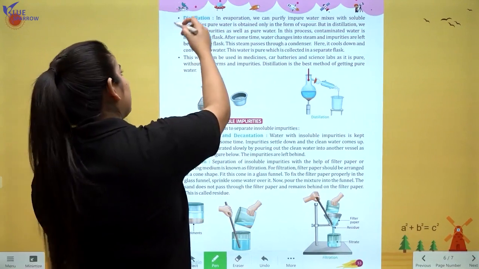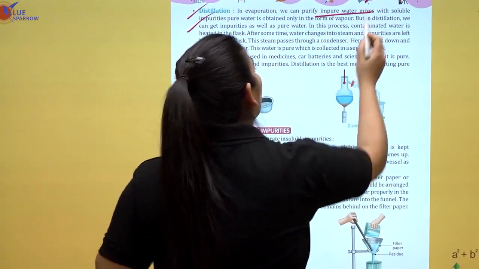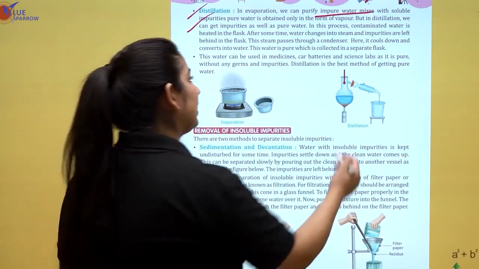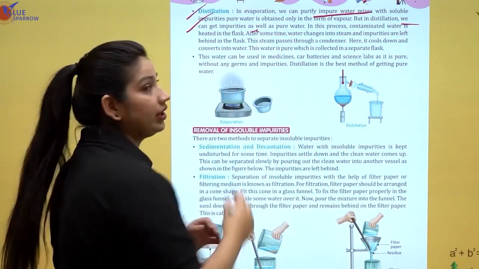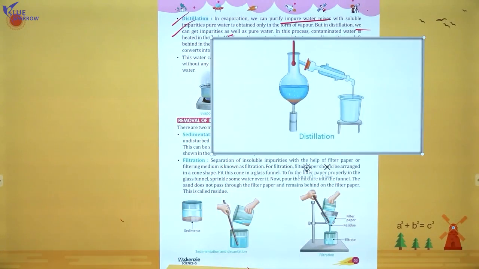Next comes up distillation. In evaporation, we can purify impure water that is mixed with soluble impurities, right? But in distillation, we can get impurities as well as pure water. In this process, contaminated water is heated in the flask. After some time, water changes into steam and impurities are left behind in the flask.